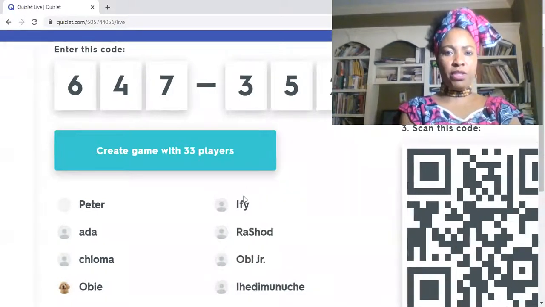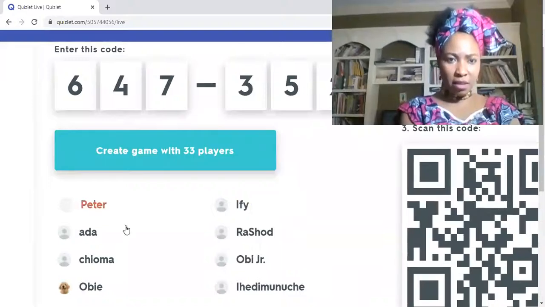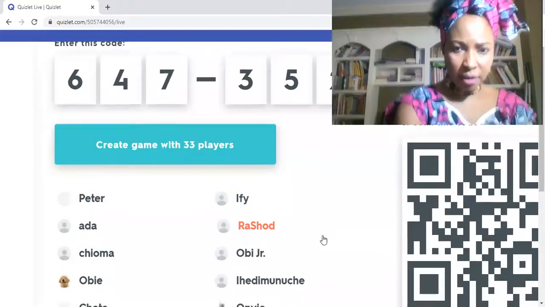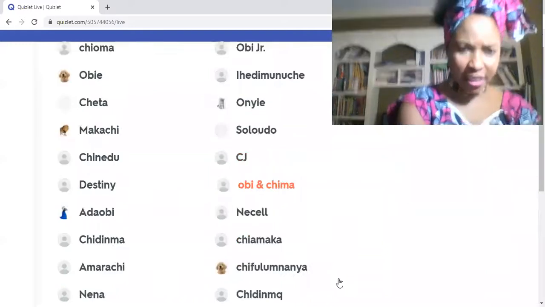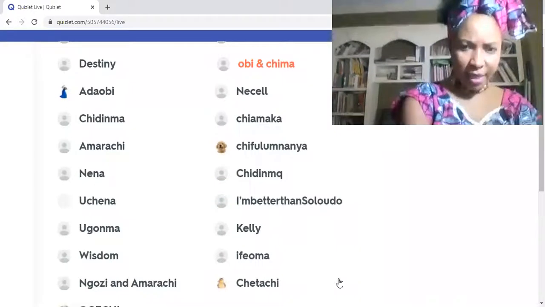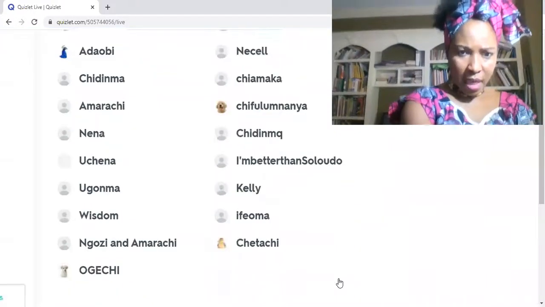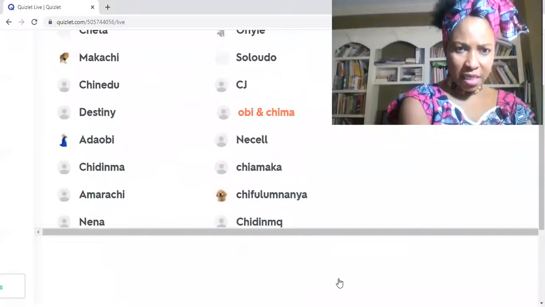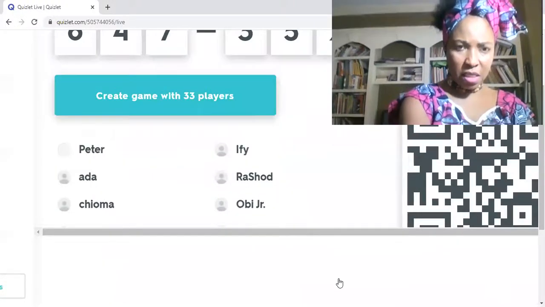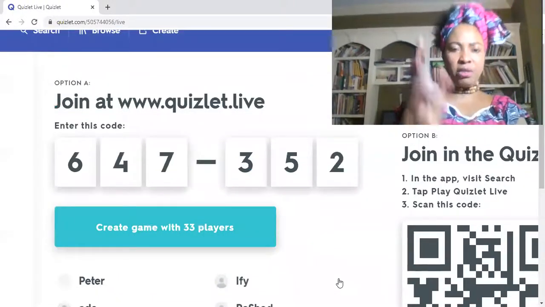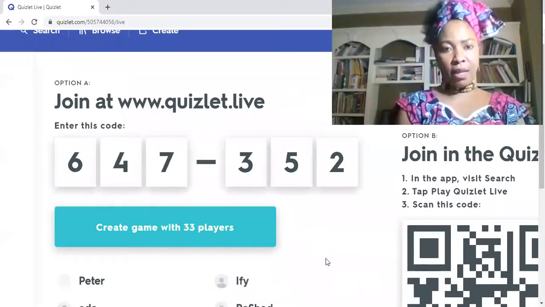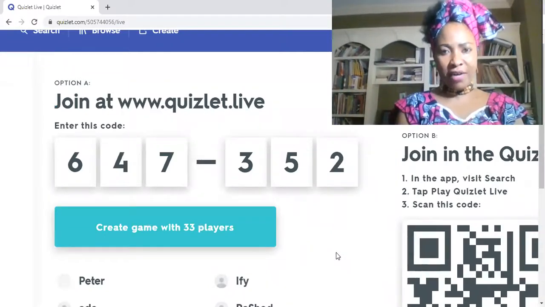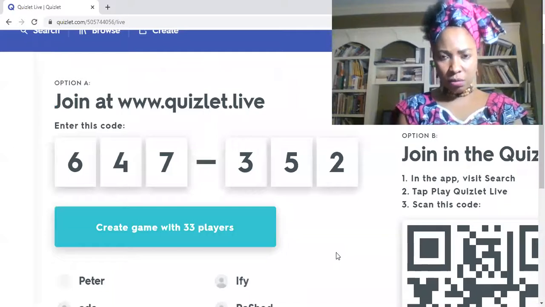I see Obi Junior. I see Rashad. Not in yet. Where is Chinyere? Chinyere is missing today. I don't see Chinyere on my list. Okay, now I'm about to start it. Did you see the screen? Did you see the code?